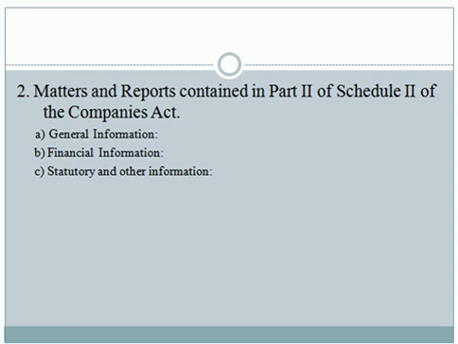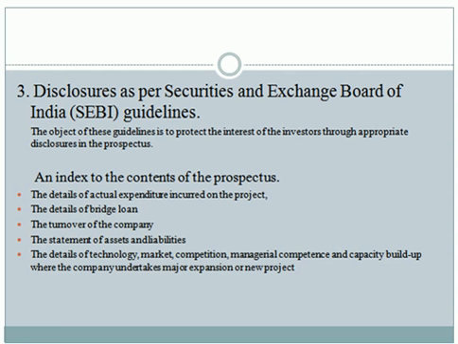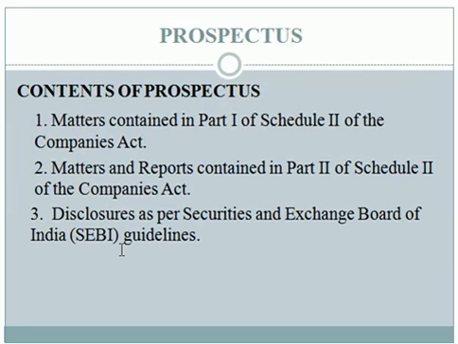Then in the third one, which is about disclosure as per Securities and Exchange Board guidelines, this is as per the guidelines of SEBI. The company needs to give a detail of the actual expenditure on any project, the details of bridge loan, turnover of a company, statements of assets and liabilities, and all those things. So all these three things of a prospectus are very important. The information in the prospectus should be very true, correct, and as per the guidelines of SEBI. Because when an investor is going to invest in the company, the information provided by the company should be very true.